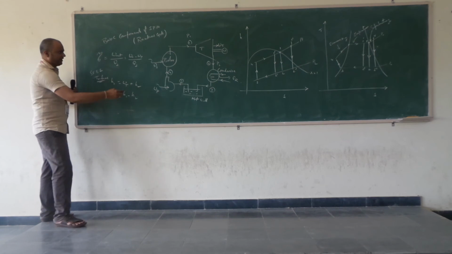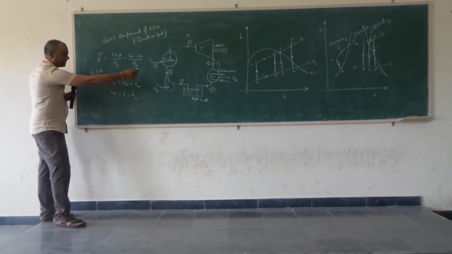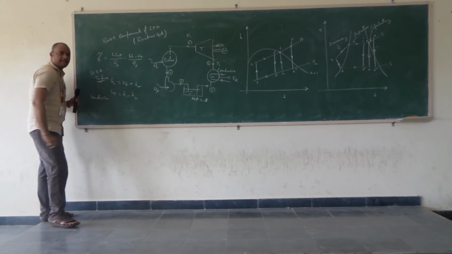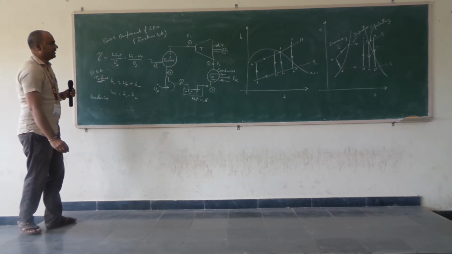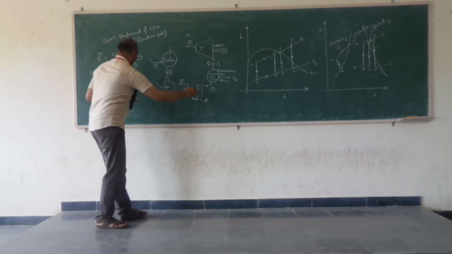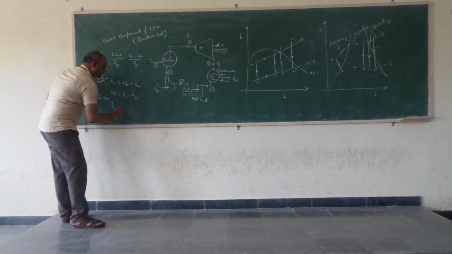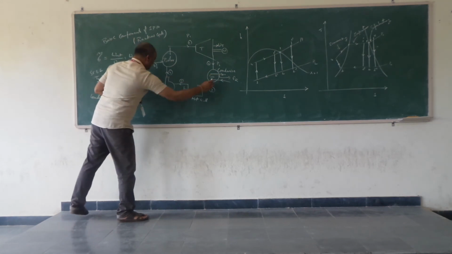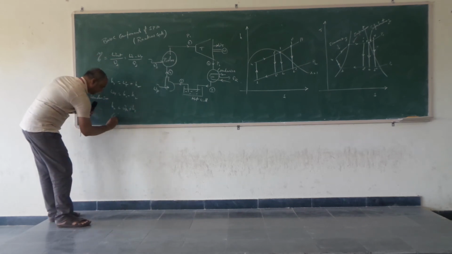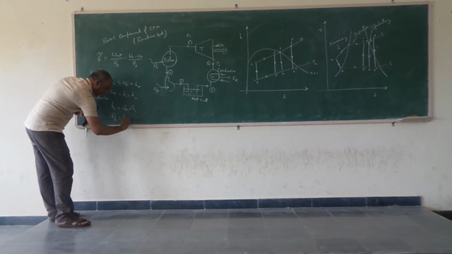Okay, and at the same time, the amount of heat that is generated in the condenser you can also get. This is the amount of energy that is entering into the condenser, H2. And this is the heat rejected by the condenser, plus the outlet condition H3. The amount of heat rejected by the condenser is equal to H2 minus H3.